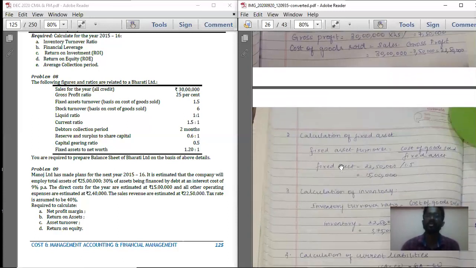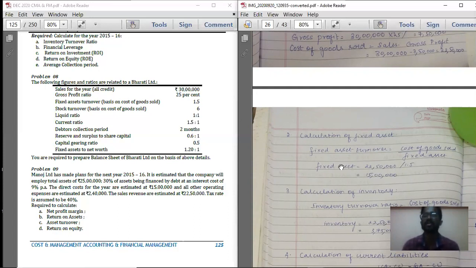So cost of goods sold is 22,50,000. Below that, point number 2, calculation of fixed asset. Usually, what is the formula for fixed asset turnover? Total sales divided by fixed assets. Whereas here they have clearly mentioned basis on cost of goods sold. So fixed asset turnover ratio.